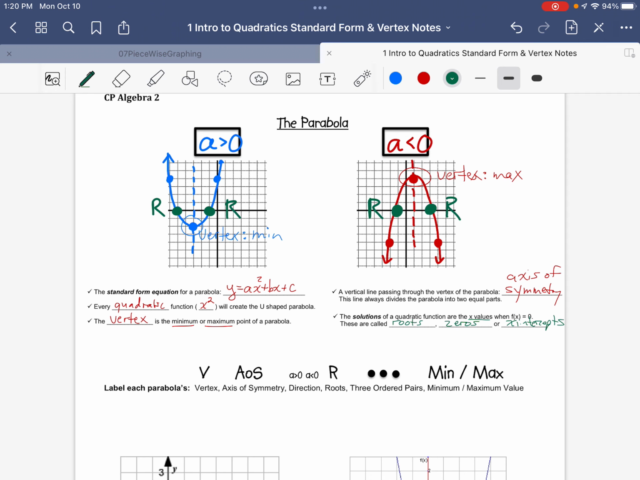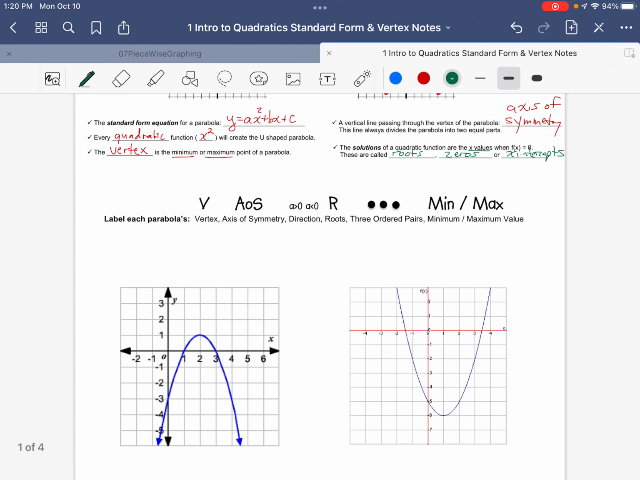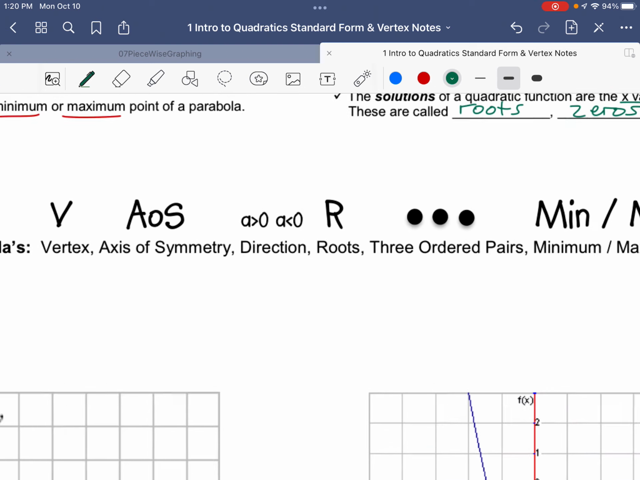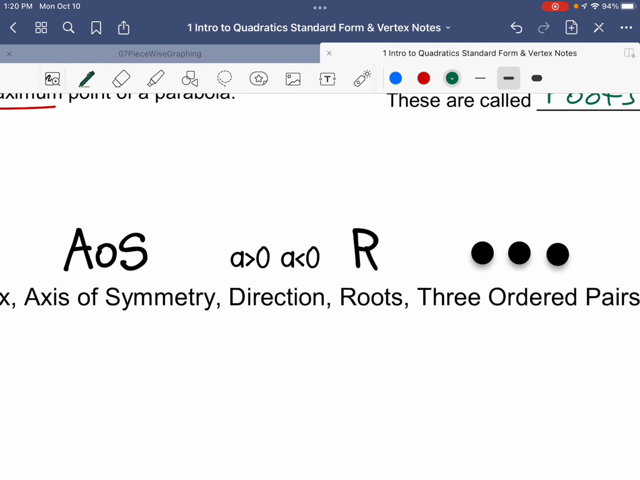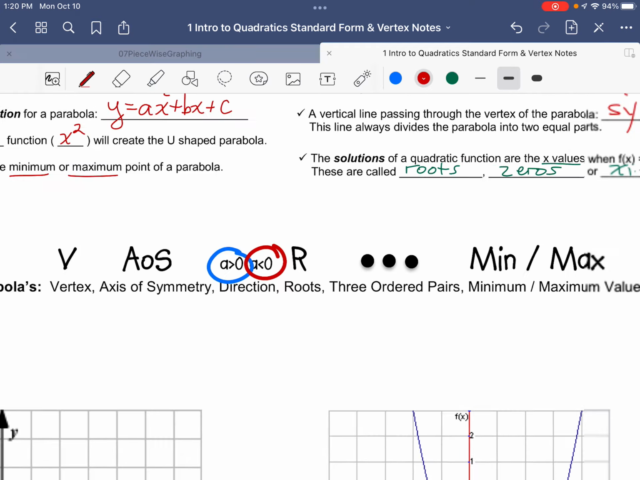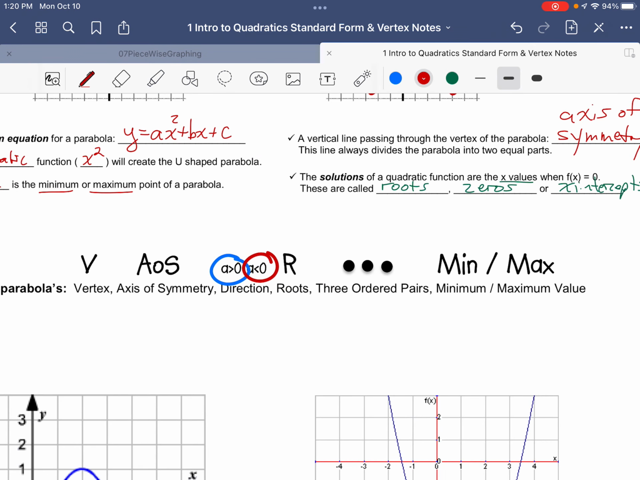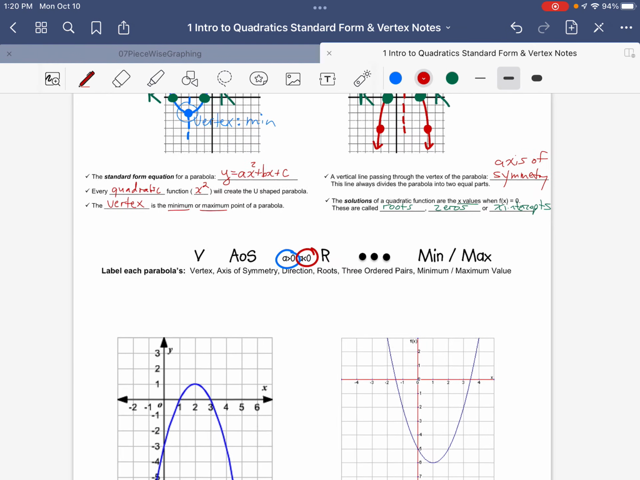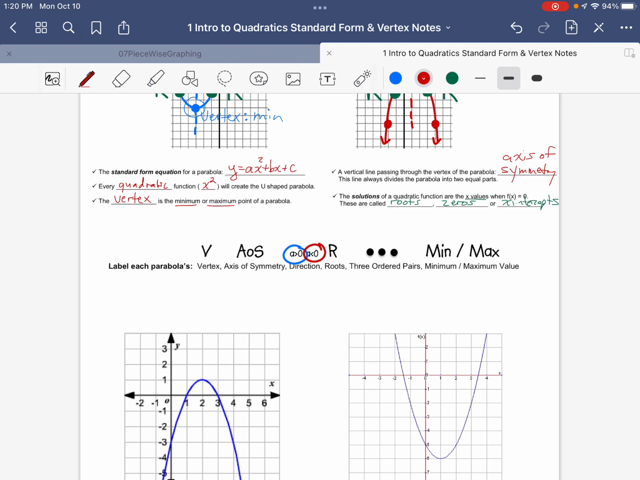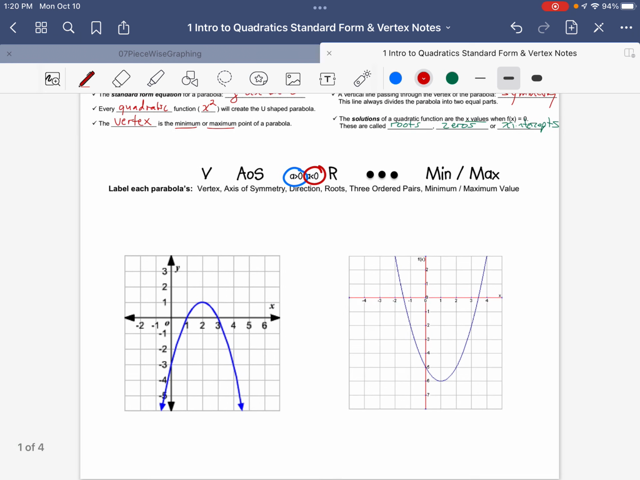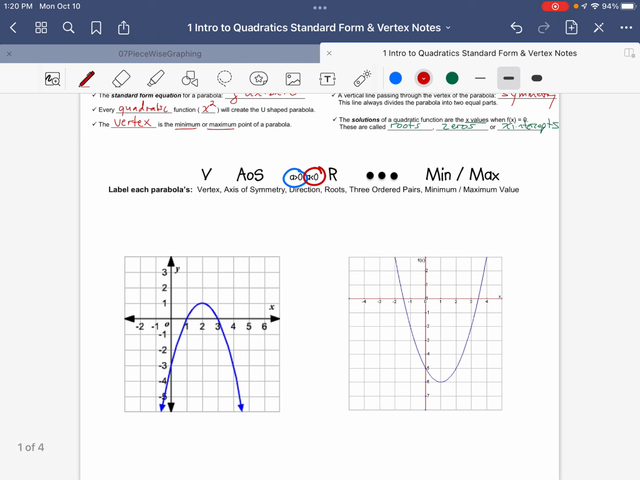See if you can label and basically describe the important parts of each of these parabolas. The vertex with a V, the axis of symmetry, you can either draw it or call it the AOS, axis of symmetry. We have the direction of the parabola, either opening up or opening down, depending on the a value. The roots, some points, and is the vertex a minimum or maximum? I'm just trying to analyze each one of these parabolas.